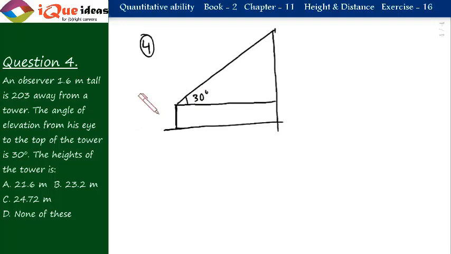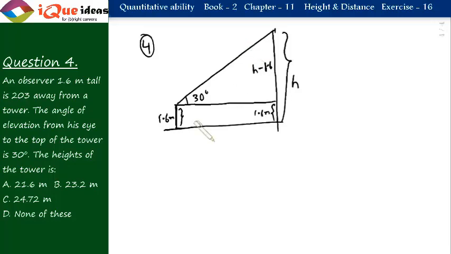This is 1.6 meters. Suppose the height of the tower is H. Now this length is 1.6 meters, so this also must be 1.6 meters. So the upper part would be H minus 1.6 meters. Alright, H minus 1.6 meters.